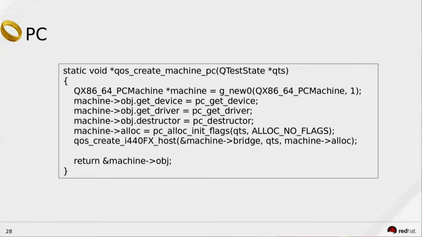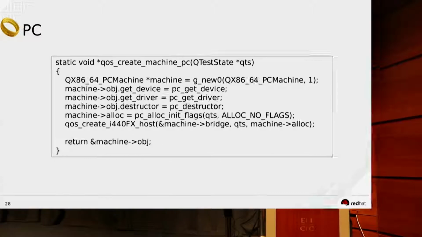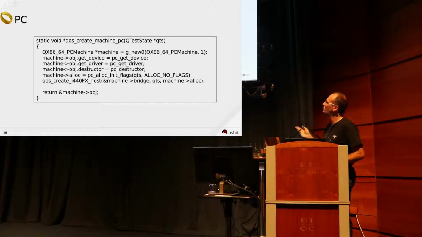So the constructor of the machine is a little bit more complex. We have a destructor. We have the get_device to have the pointer to the structure. Sorry. We have a get_driver function. In the case of the machine, it's a function that gives access to the memory allocator, because as the test application can ask to write into the memory of the guest, we need a memory allocator to allocate memory in the guest to not overwrite important stuff in the machine.